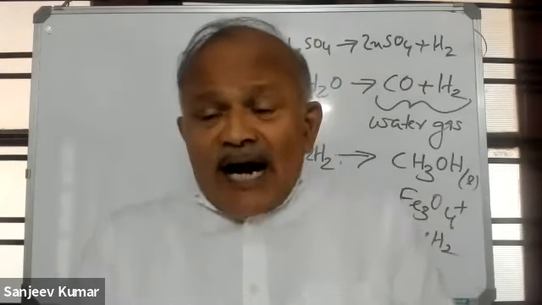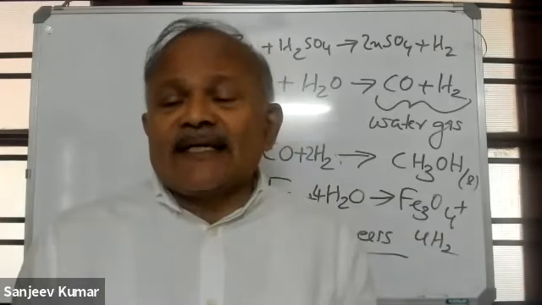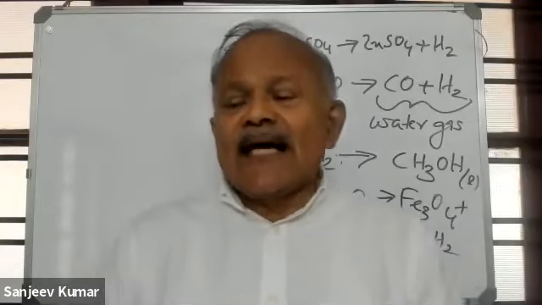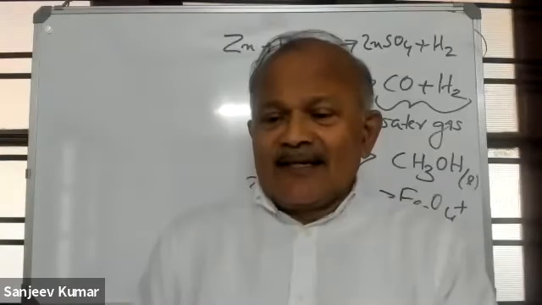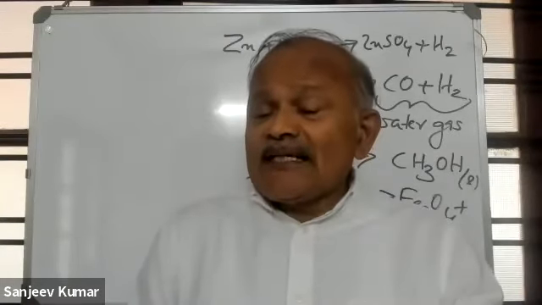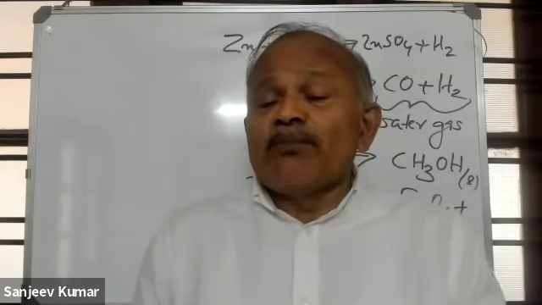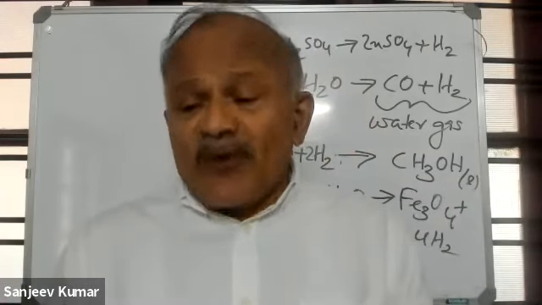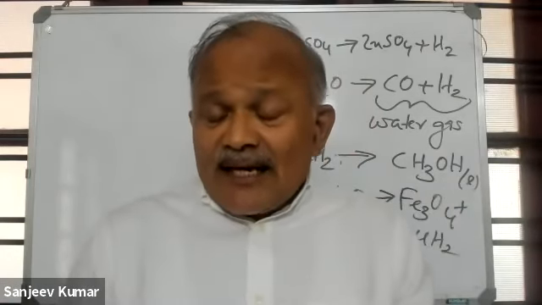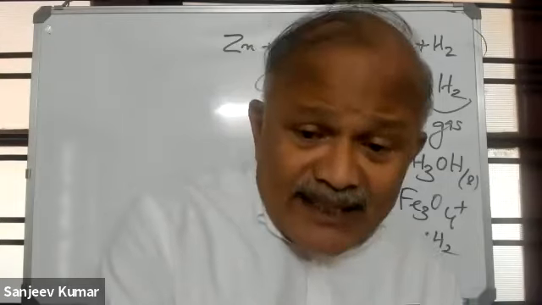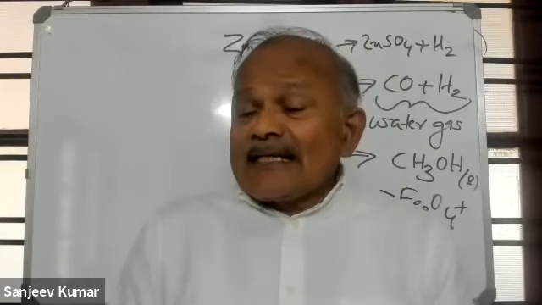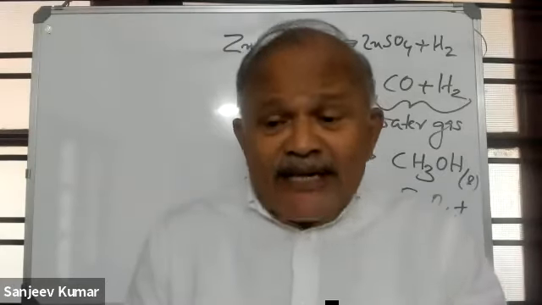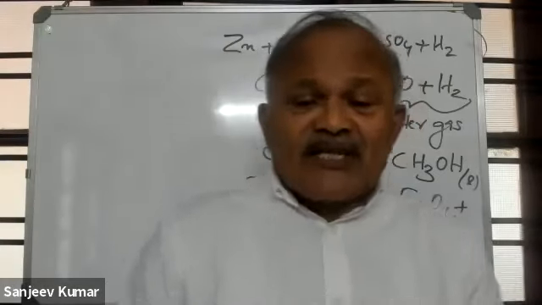The hardness of water can be broadly classified into temporary hardness and permanent hardness. Temporary hardness means that hardness can be removed by boiling. If the water is boiled, then it becomes soft water. And the temporary hardness is caused by the dissolved bicarbonates of calcium and magnesium.